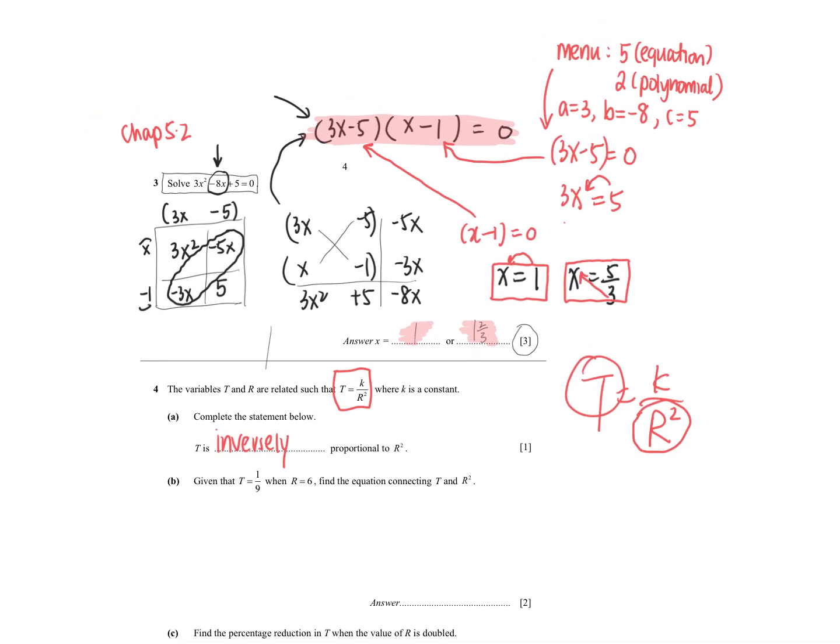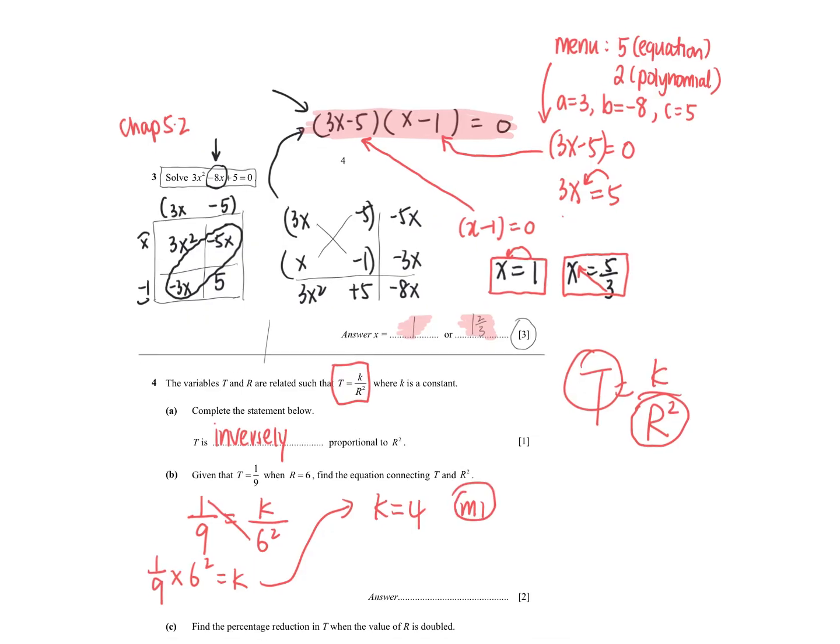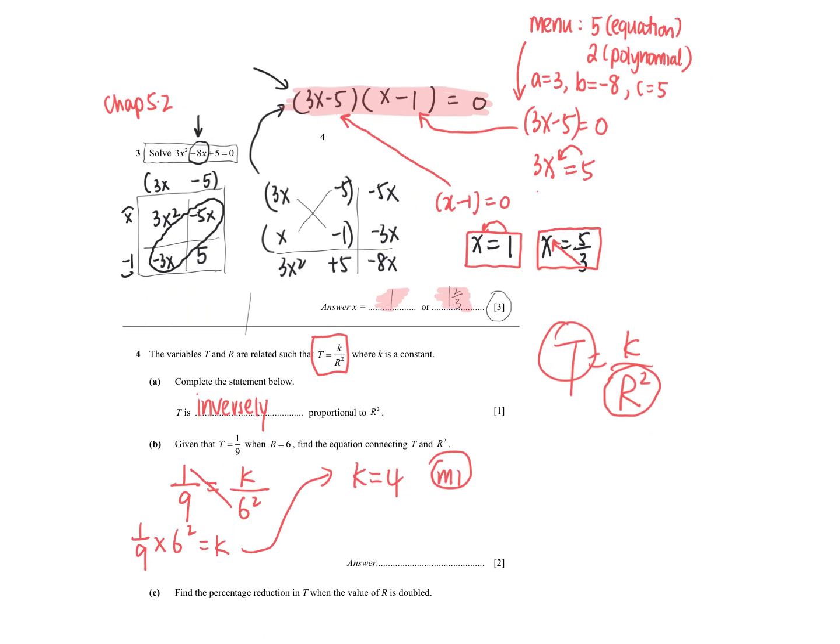Okay, so how to solve for K? You put in T as 19 and then R squared. So you can do your cross multiply. 19 times 6 squared is K. As long as you found your K to be 4, I give you 1 mark first. Second mark is give them the equation. So the equation is T equals to 4 over R squared. This is the equation they want. Give me the equation.